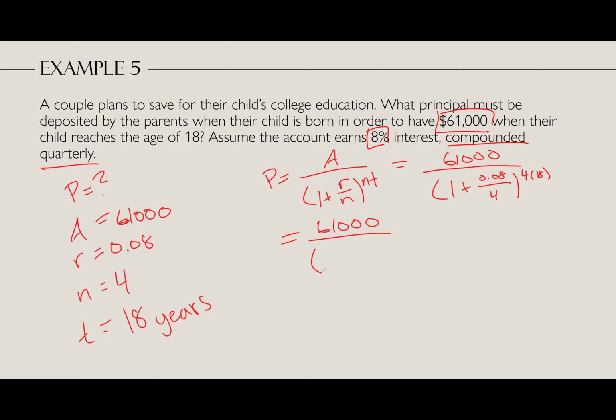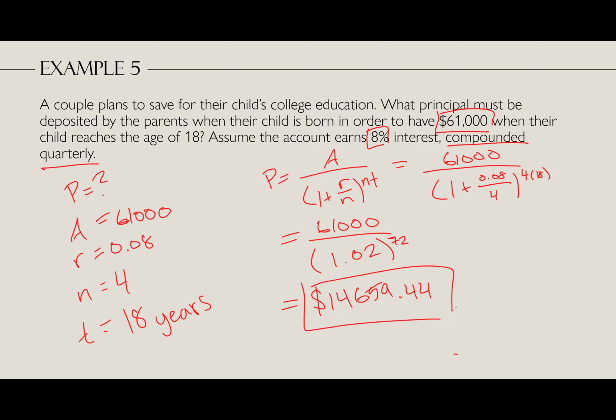And then from there, go ahead and write that. We have 1 plus 0.08 over 4. That's going to give me 1.02. And then 4 times 18. Well, let's see, 4 times 18. We should be getting, I believe, 72. Now I'm at a point where I'm a little bit more comfortable writing this all and calculating this all together. If I do 61,000 divided by 1.02 to the 72nd power, this should translate to $14,659.44.